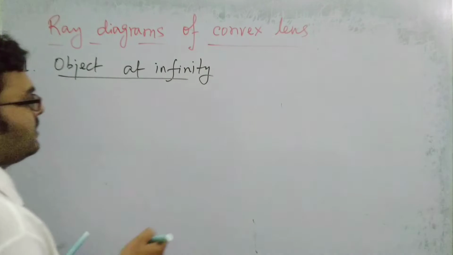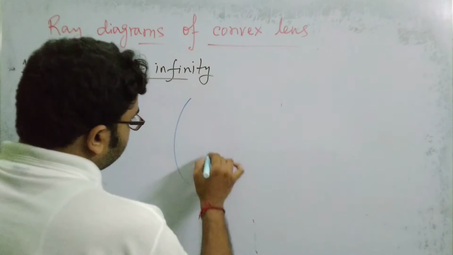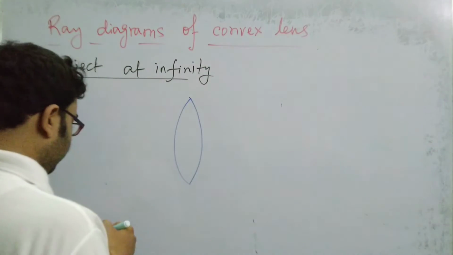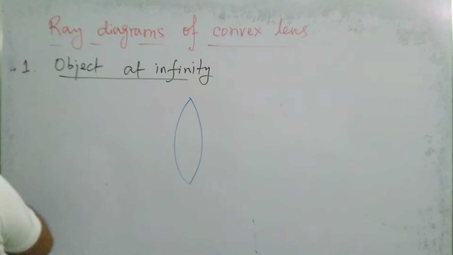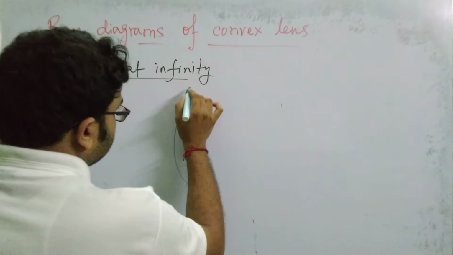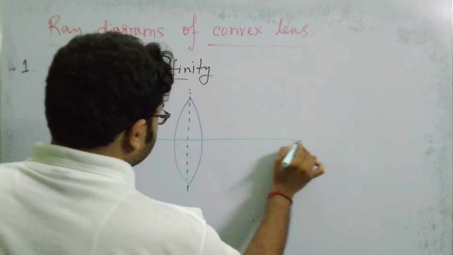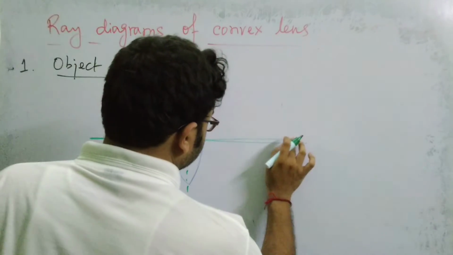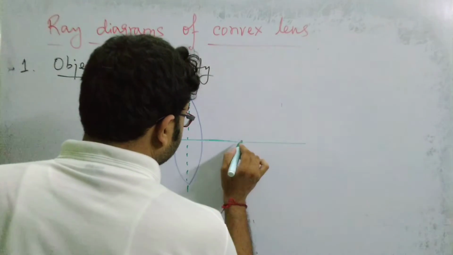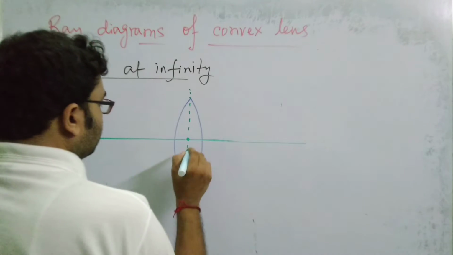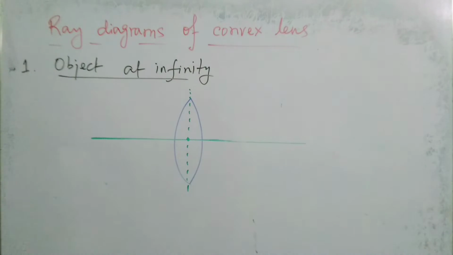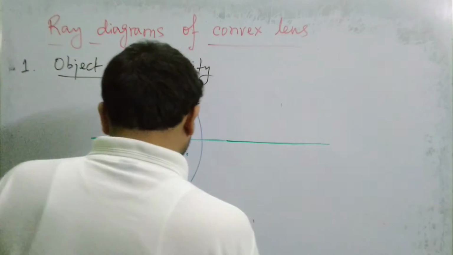First of all, let us draw the convex lens, something like this. This is the central axis and this is the principal axis, and this is our optical center O. When the object is at infinite distance and we are considering that the light rays are coming parallel to the principal axis, what happens then? So light rays are coming parallel to the principal axis.